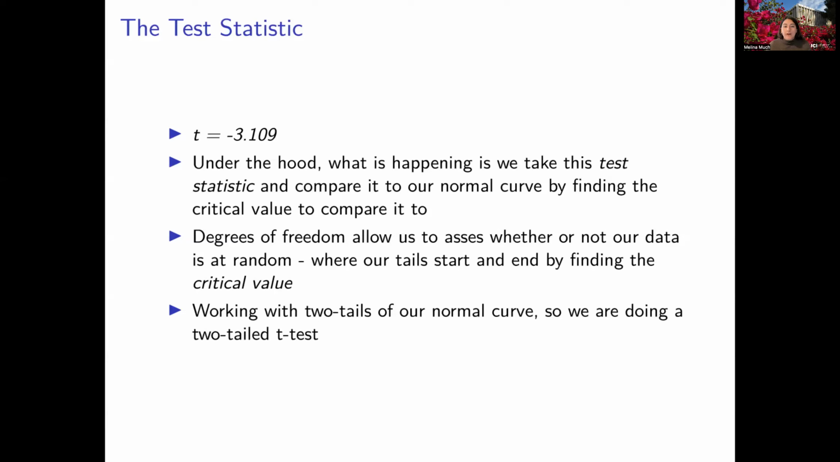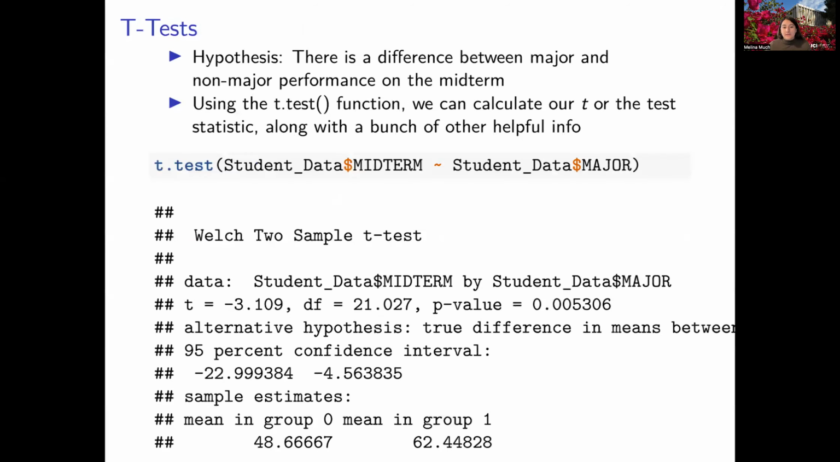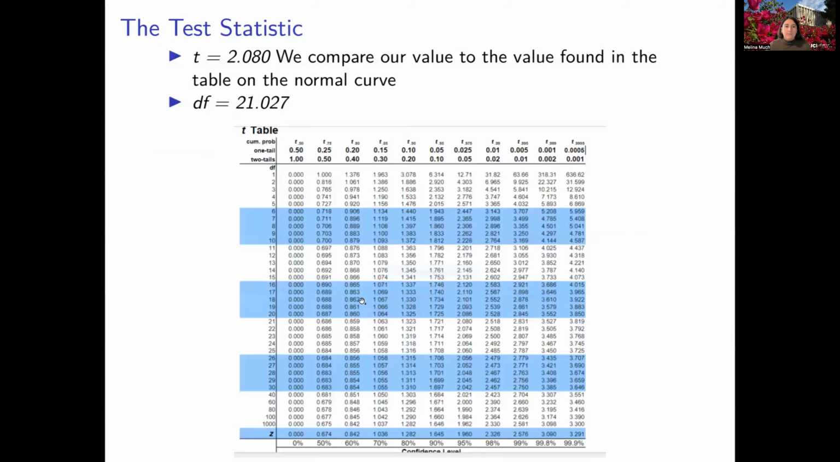Now, that's not as important for you guys to lock down. Just know that we're using a two-tailed test because we don't have a directional hypothesis. So let's talk about finding that critical value and what R is doing under the hood. We know that our degrees of freedom here is 21.027. This is the line under the data argument.